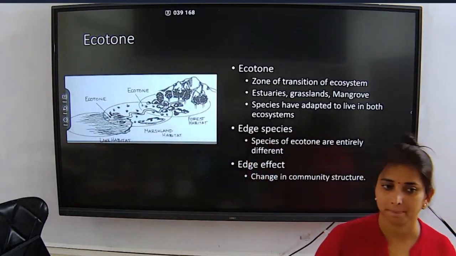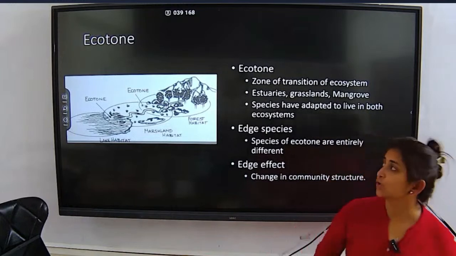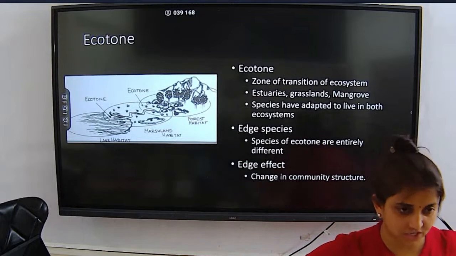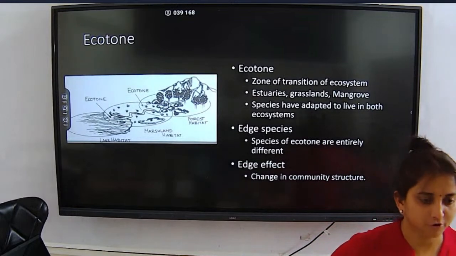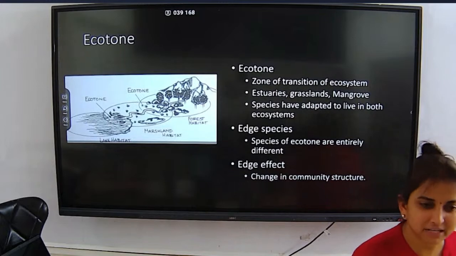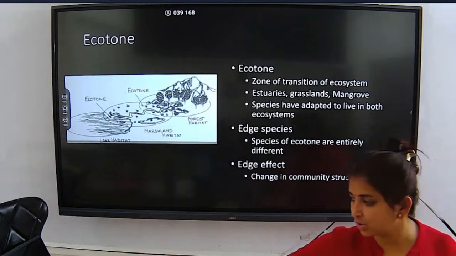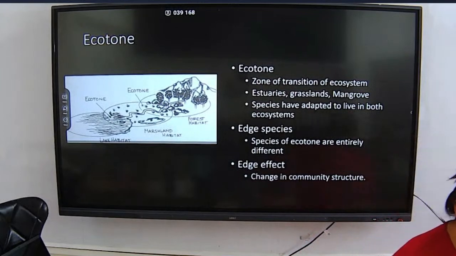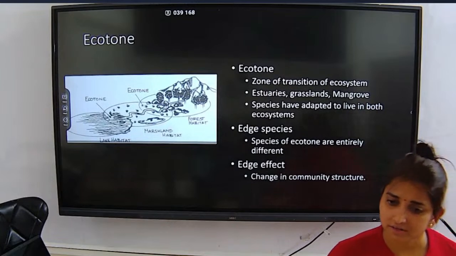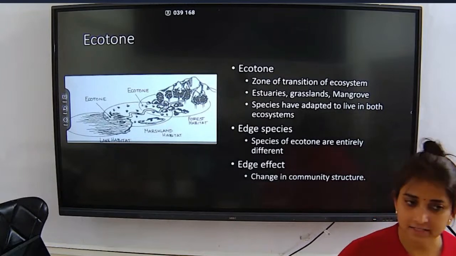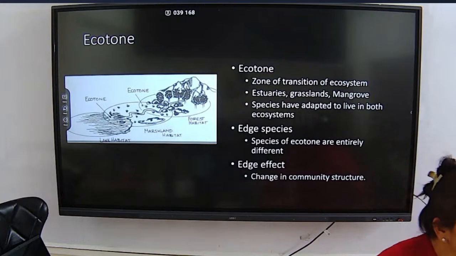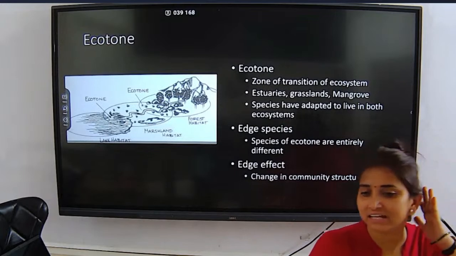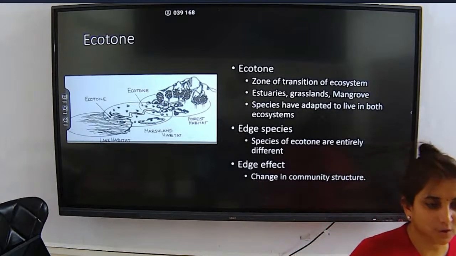Ecotone basically refers to a zone which is at the interjunction of 2 different ecosystems. For example, muddy marshy lands, which is at the junction of water and land. Right? Or have you heard of delta or estuary? What is delta? Correct. The place where river is connecting the sea, there you will find either delta or estuary.